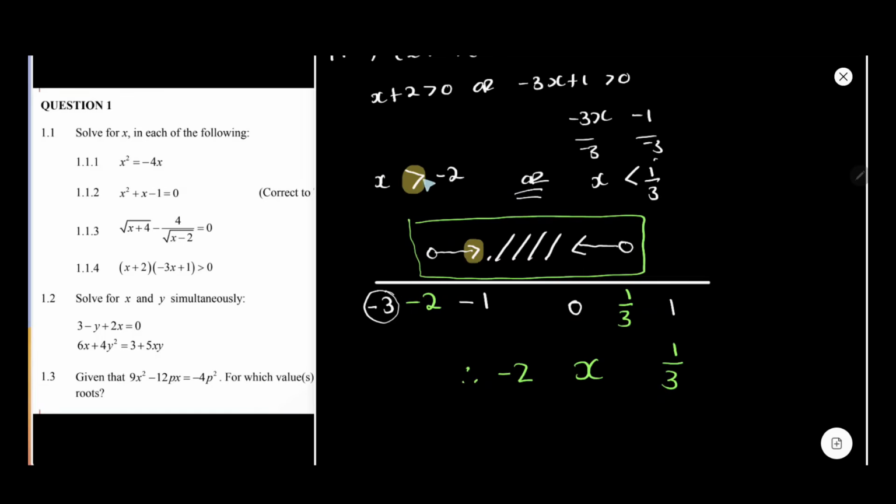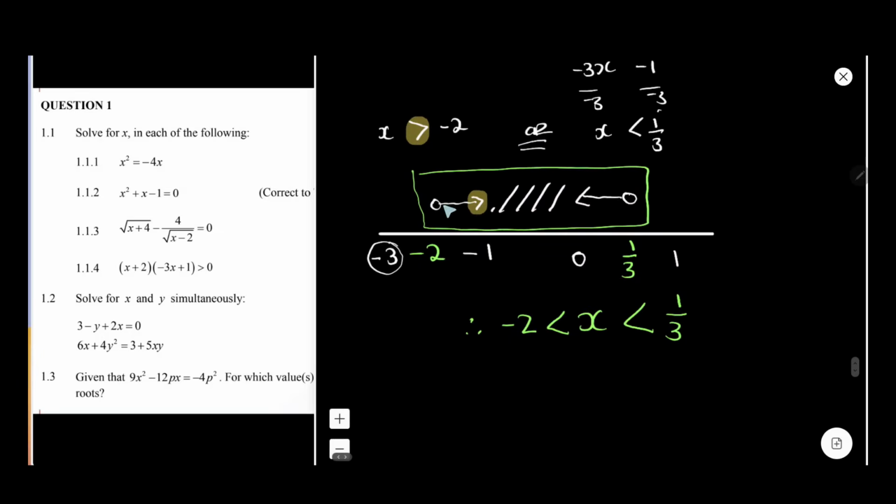So when you look at x versus negative 2, your inequality needs to face the x. So we draw the inequality facing the x. And then when you look at x versus the 1 over 3, the inequality needs to face the 1 over 3. So there we go. And so those are our solutions. So x is greater than negative 2, but less than 1 over 3.